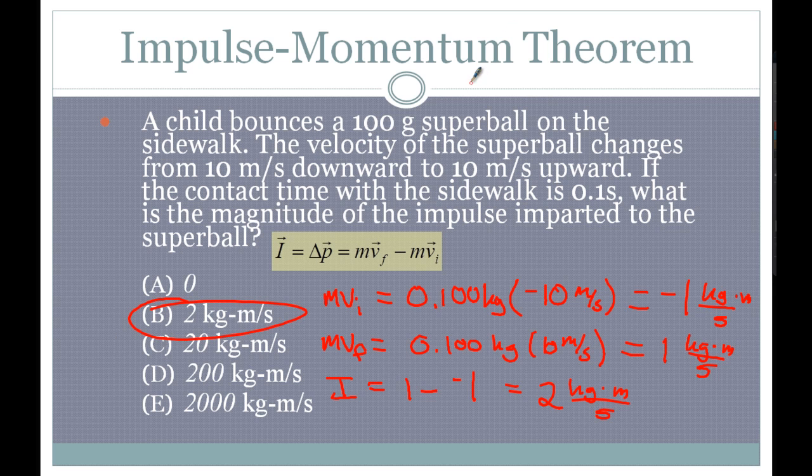You could also use the other handy little one, just m times v final minus v initial. So it's going to be 0.1 kilograms times 10 minus a negative 10, which is 20. So 20 times 0.1 will also give you 2 kg times m over s.